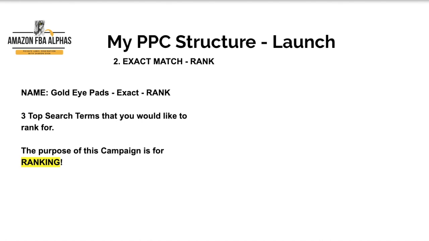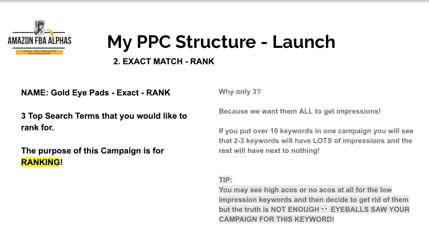So my PPC structure, exact match. This is an exact campaign, the one that I call rank. I would call it gold eye pads, exact rank. It's the 3 top search terms that you'd like to rank for, and the purpose of this campaign is ranking. Why only 3 keywords? Because we want all of them to get impressions.